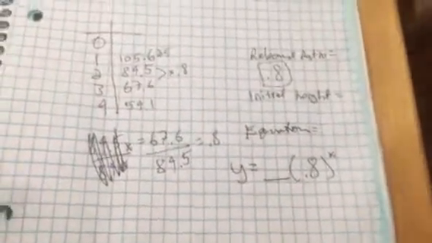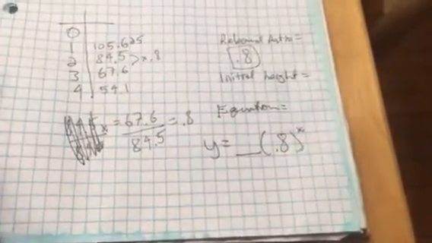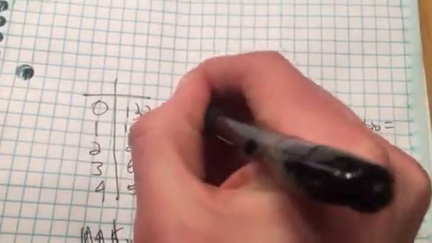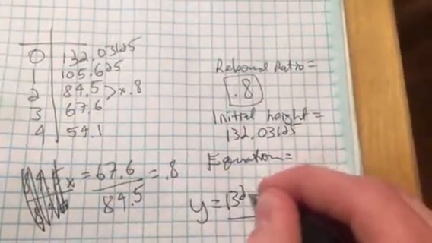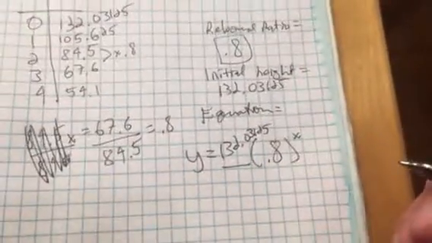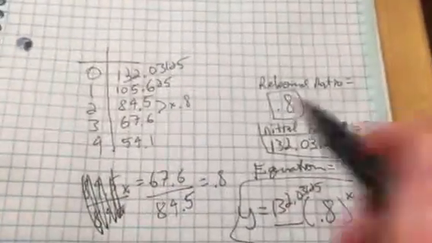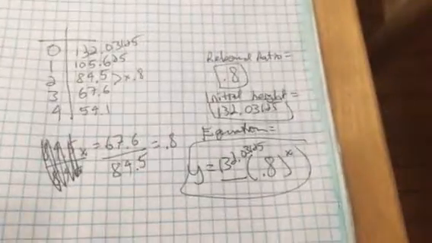So 105.625 divided by 0.8, about 132.03125. Cool, so that's the initial height, that's the 0 term. You could probably round that, but I'm going to go ahead and put the whole thing in there. There's the equation, there's the initial height. That's it, you just need those 2 things. And again, moving forward is multiplying by 0.8, so backwards, divide by 0.8.